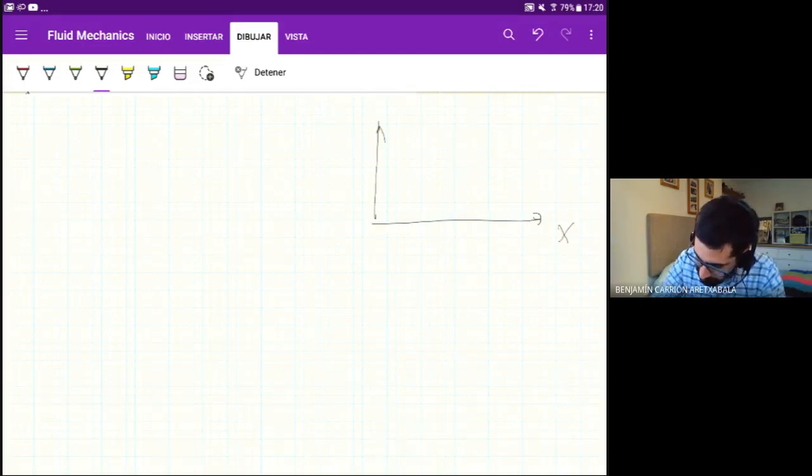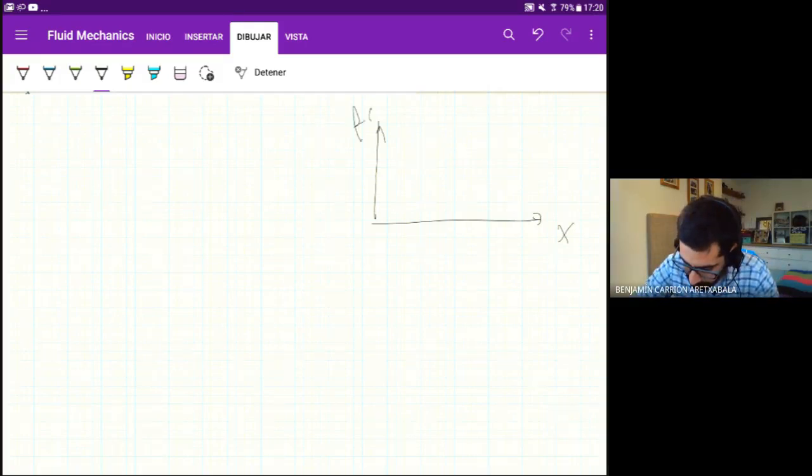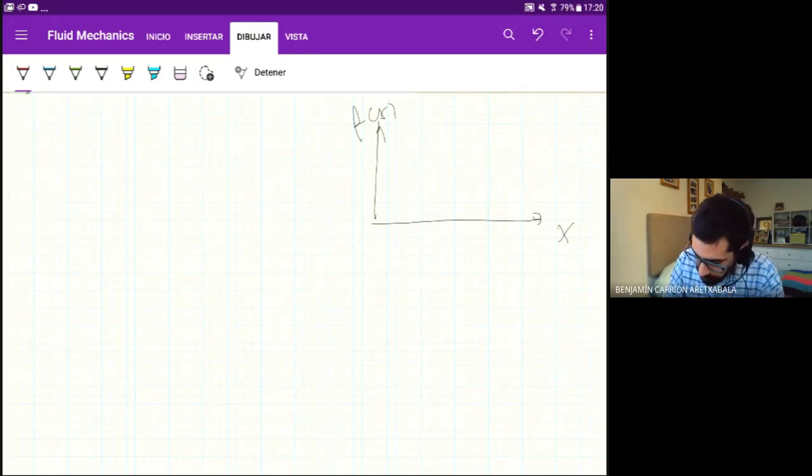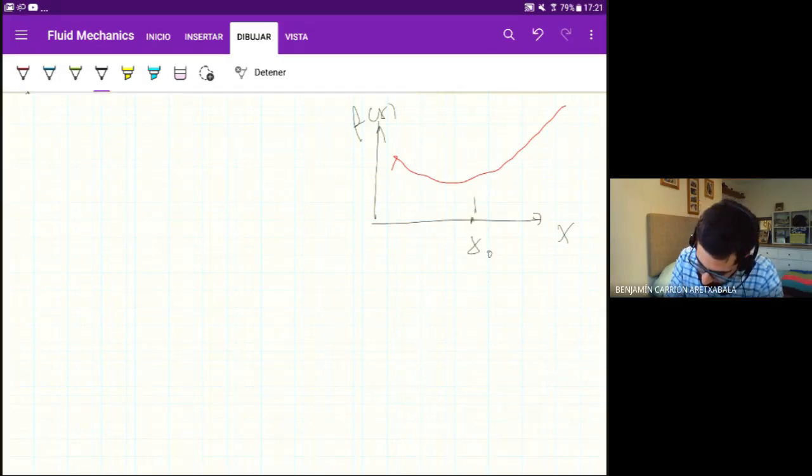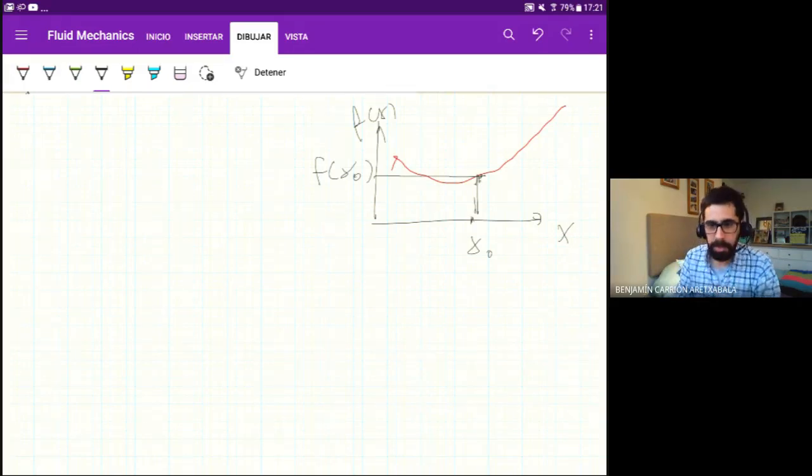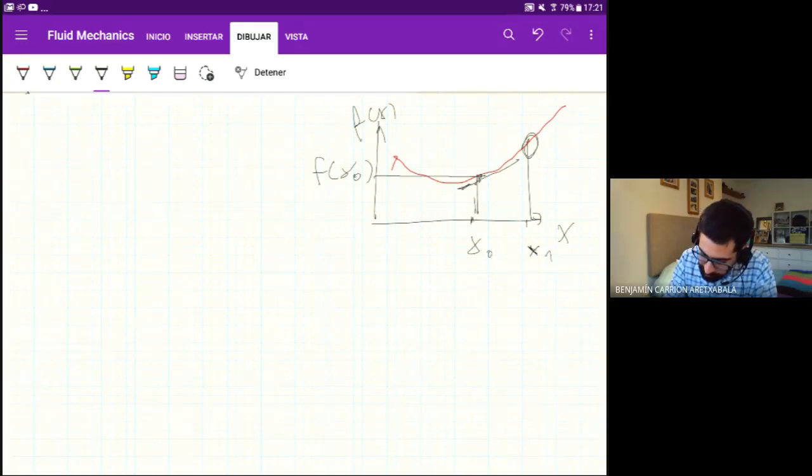So let's say this is x, and this is f of x. We're going to have some arbitrary function, okay? And let's say we know a point x0, so we know the value of f at x0. And we also know all the derivatives at this point. You know that the first derivative is kind of the slope and so on. And we want to know f at x1, right? So we want to know this little guy.